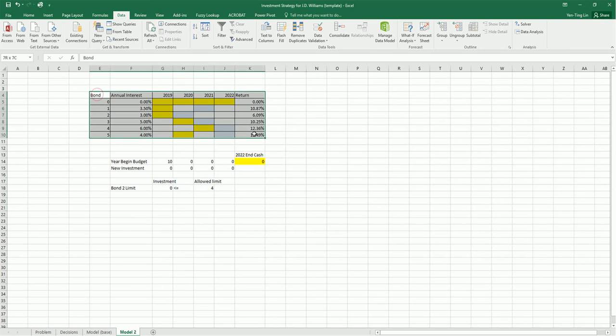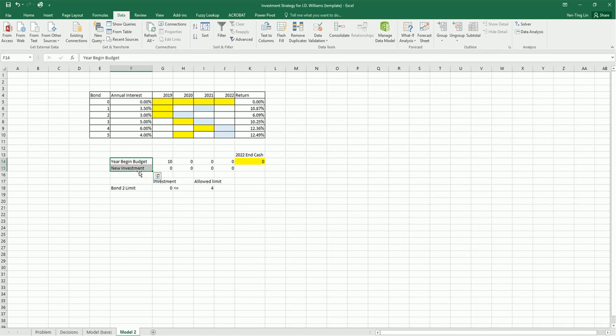So I have a table, 6 bonds, by year, still the same returns. Some cells are in yellow, some are in blue. The yellow cells are the decision variables. So these cells represent the amount to invest in those bonds in those years. The blue cells just tell me the year the corresponding bond will mature.